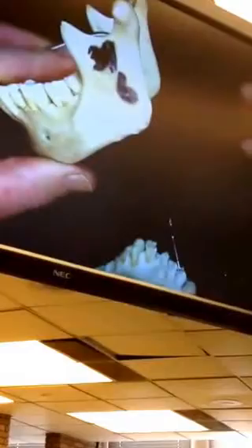Over here, where this little pen mark is, this is going into the inferior alveolar canal. And that's where the inferior alveolar nerve, a branch of the trigeminal mandibular division, is going to go.